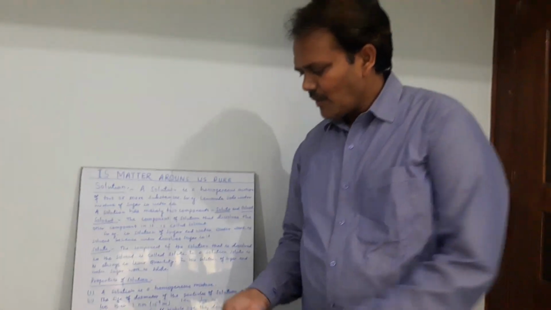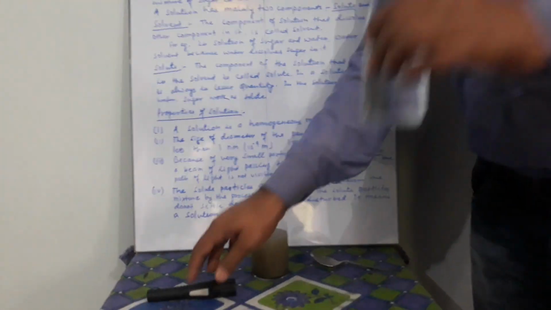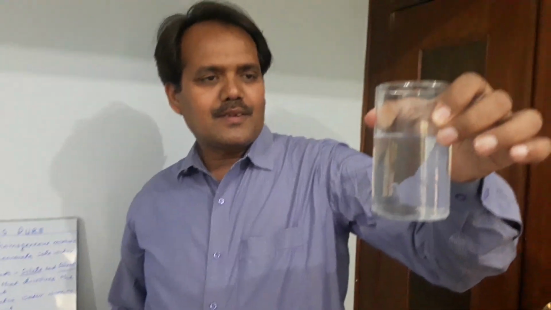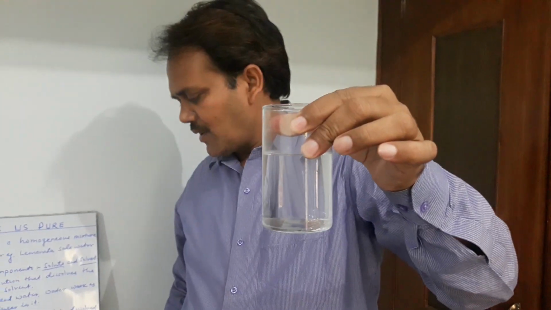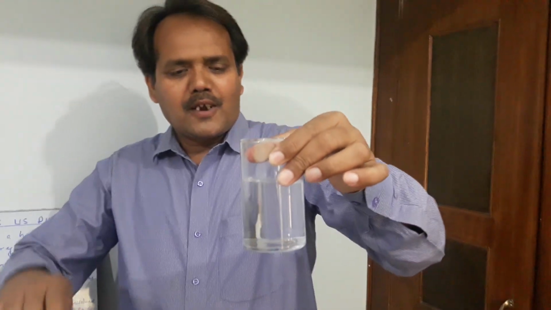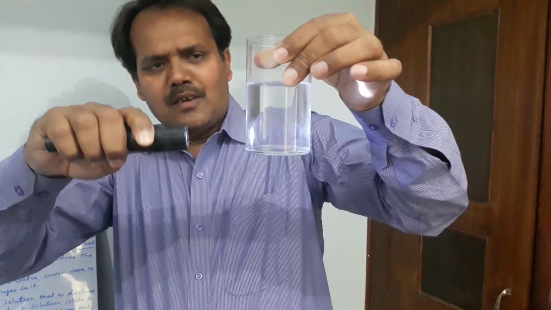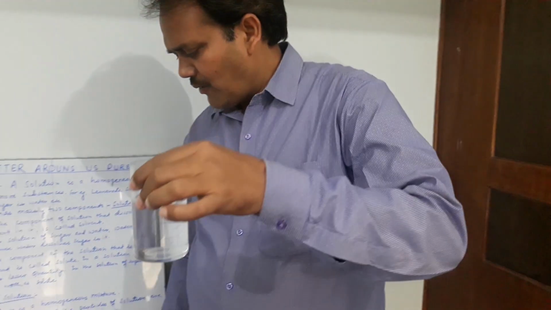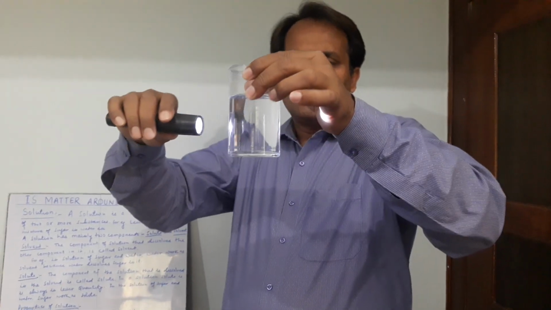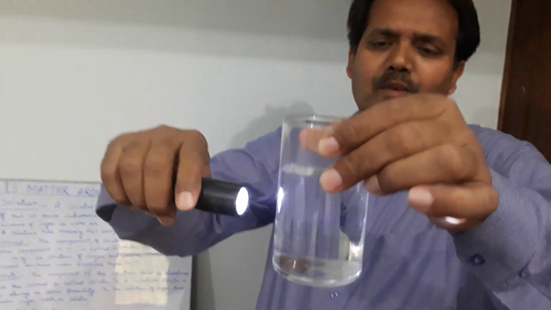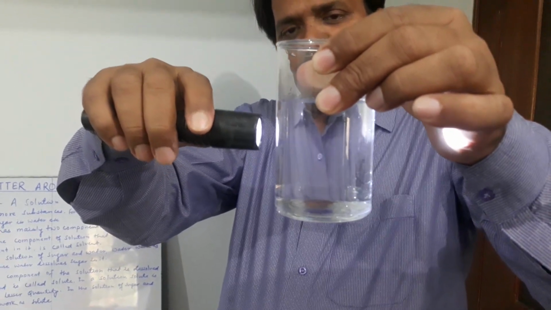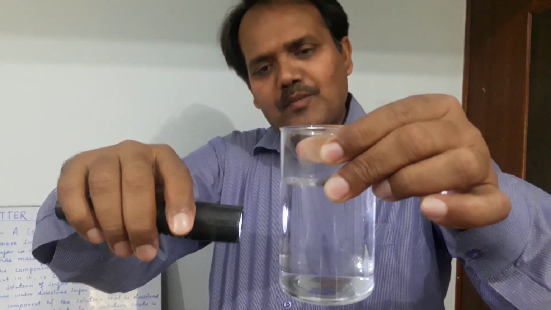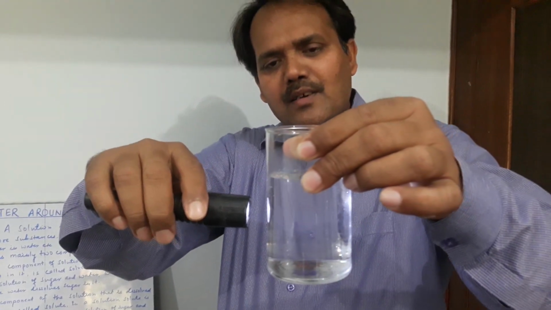Now we'll see one activity with the help of light. I have kept this solution, where sugar and salt are mixed in water. Now I want to show the path of light. We have taken a solution of sugar in water, and if we shine a torch here, the path of light is not visible in water. The light just crosses the water, but the path is not visible.